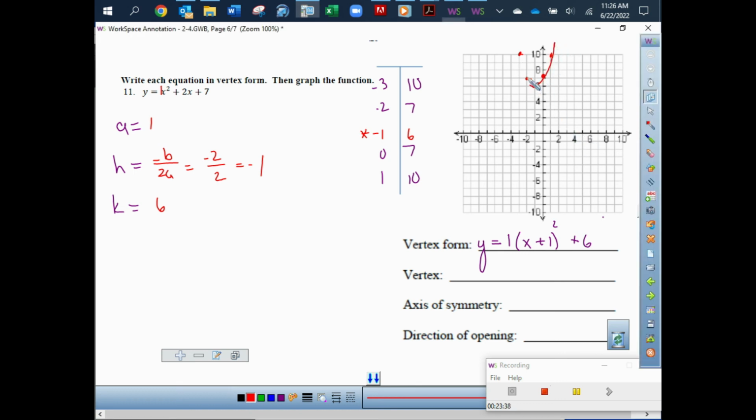So, where is the vertex? Negative 1, 6. Don't get fooled on that. You know, remember, it's opposite game. Axis of symmetry, we'll draw it in with a straight edge.